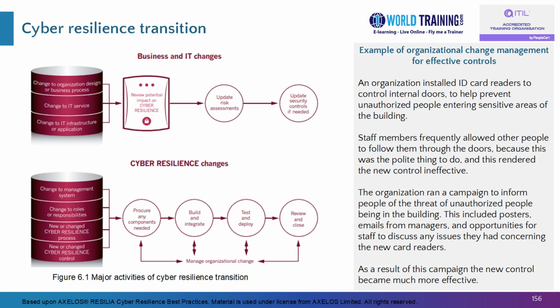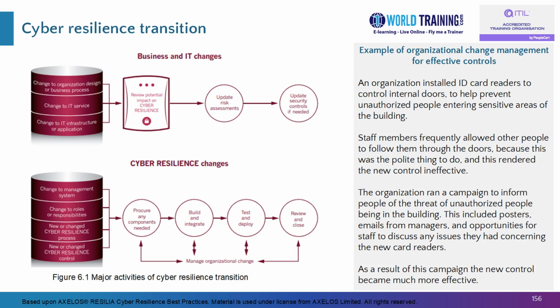To understand organizational change management better, let's look at the example in the box at the right. An organization installed ID card readers to control internal doors to help prevent unauthorized people entering sensitive areas of the building. Staff members frequently allowed other people to follow them through the doors because this was the polite thing to do, and this rendered the new control ineffective. So the tailgating, we see that issue happening here, which should not be allowed, ideally.